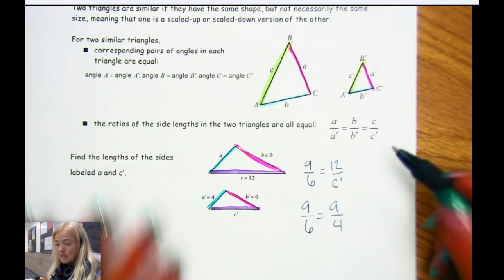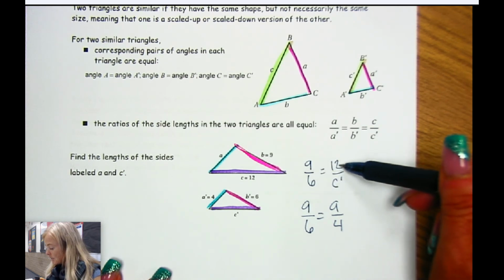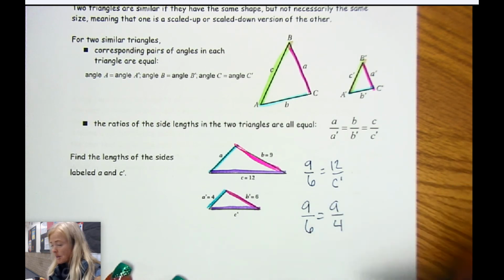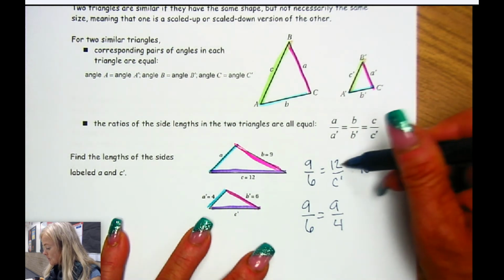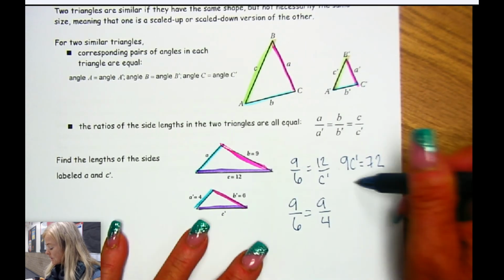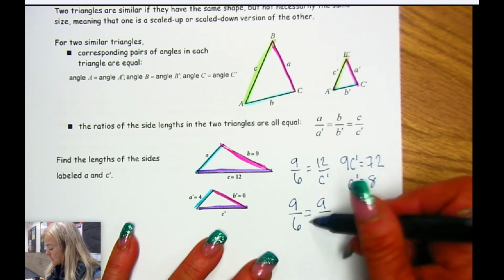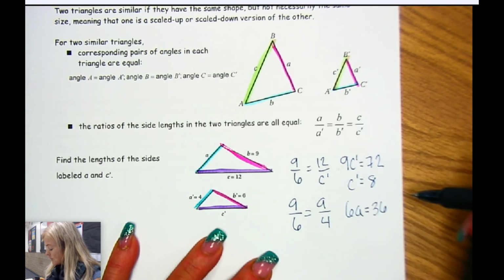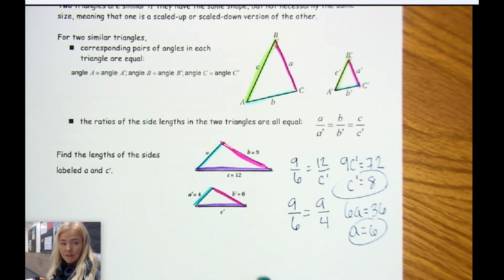A divided by 4. So that sets up B to B prime is equal to C to C prime, and B to B prime is equal to A to A prime. And then I can cross multiply and solve. So this is 9C prime is equal to 72. So C prime is going to be 8. And then 6A is equal to 36, 9 times 4. So A is equal to 6. All right, and that's how you're going to do the similar sides.